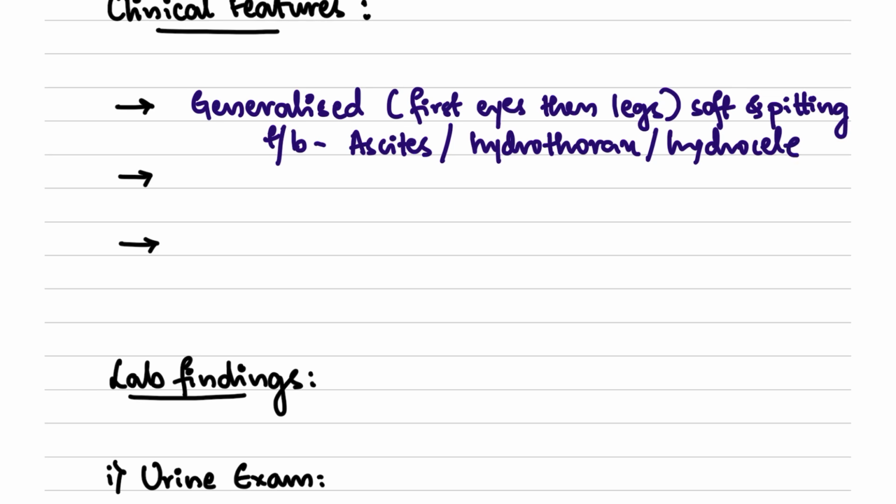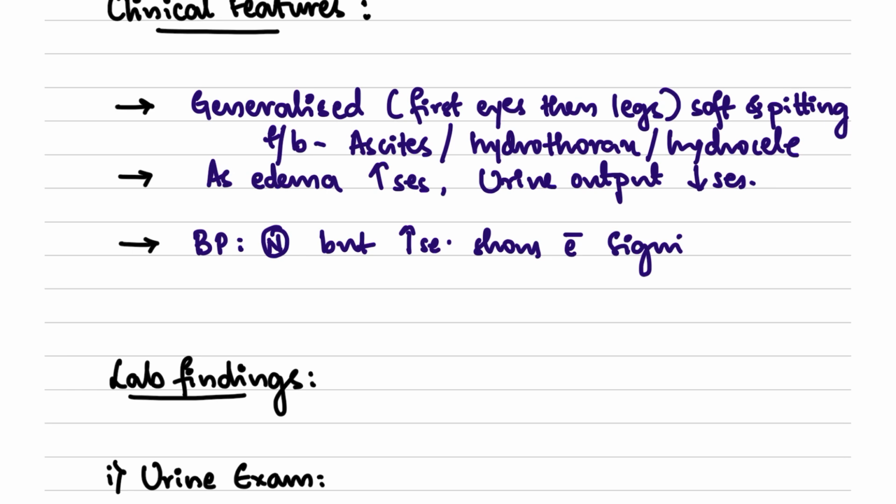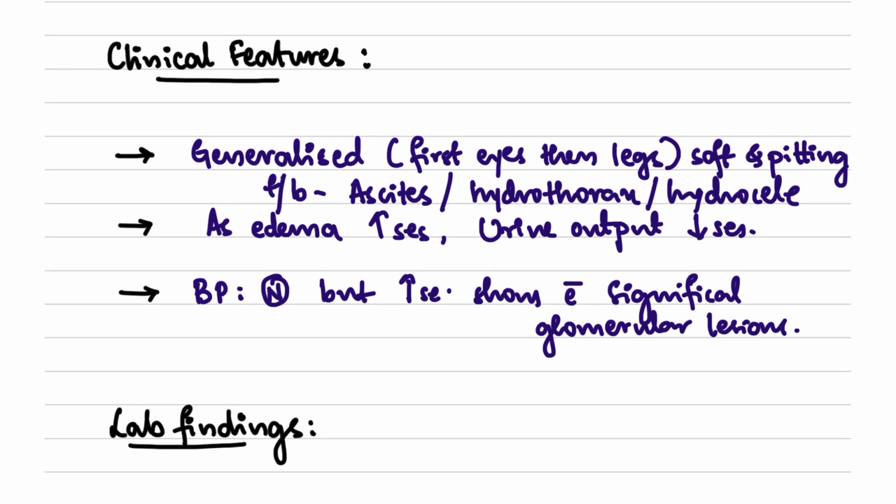Now as and when this edema increases, the child's urine output will slowly decrease because of declining GFR. Usually the BP will be normal initially, but slowly it begins to increase with significant glomerular lesions. So these are the clinical features associated with nephrotic syndrome in pediatrics.